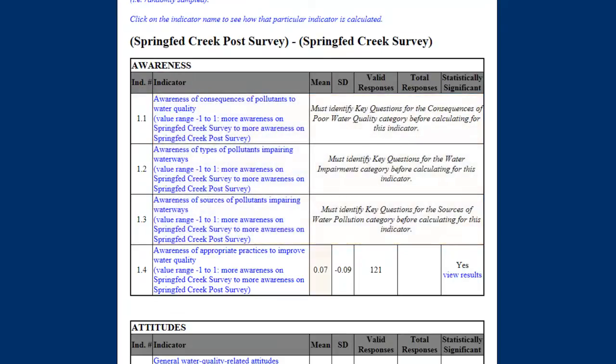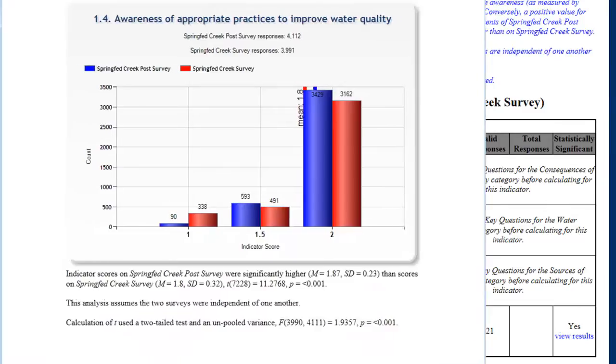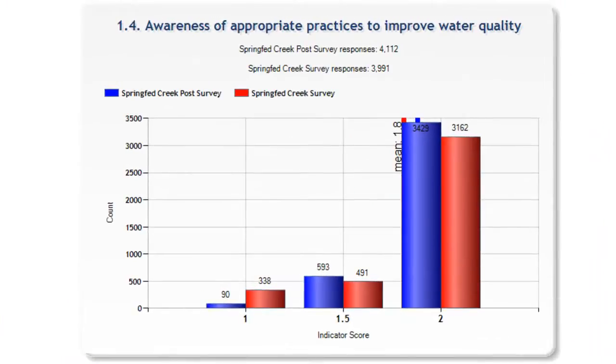In this particular example, overall awareness of water quality improvement practices was slightly higher among post-survey respondents. SIDMA indicates that this difference with pre-survey respondents was statistically significant. We can click on the View Results link to open a window to see how that determination was made. We see a histogram of possible indicator values for each answer, grouped by survey. It's a little hard to see because the symbols for indicator score 2 are so large, but red and blue lines representing the mean values for each survey are listed in the back.